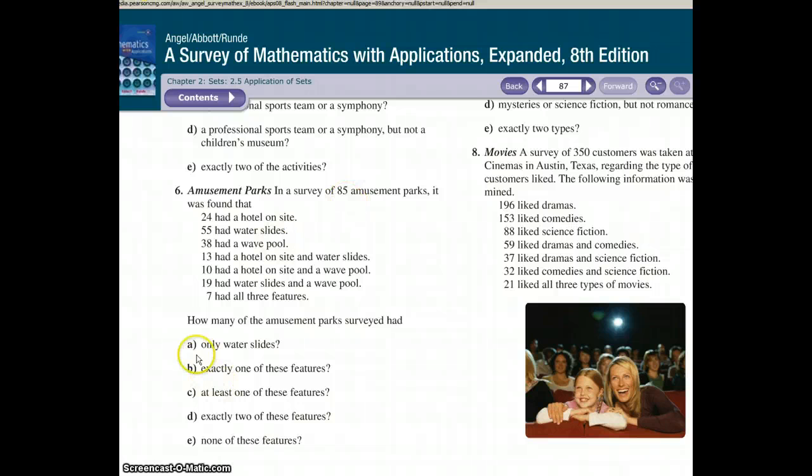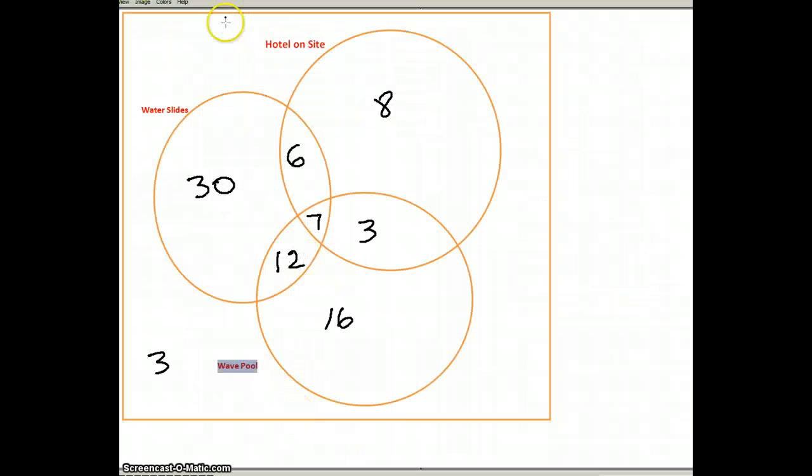Okay, so let's look at part A. Only water slides. If you look at the Venn diagram, this is the water slide over here, but the one with only water slide is the 30, because this one has the hotel and water slide. This one has the 3 options, this one has the 2 options. So for A, the answer is 30.